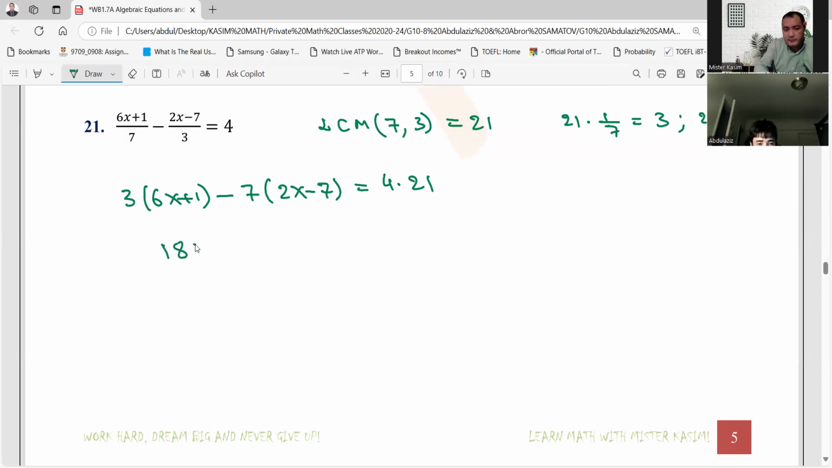18x plus 3, 6. Negative 14x. Positive 49. On the right-hand side, 84. Right? Let's simplify the left-hand side.